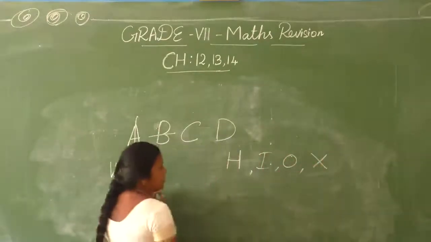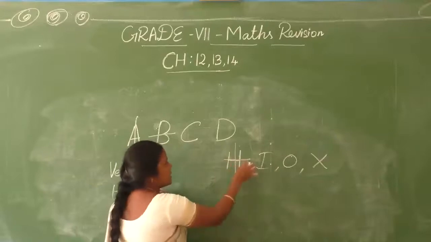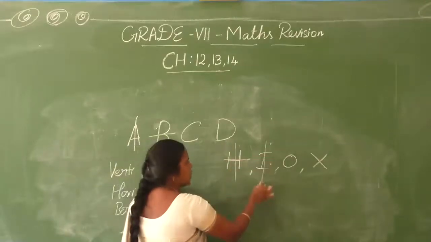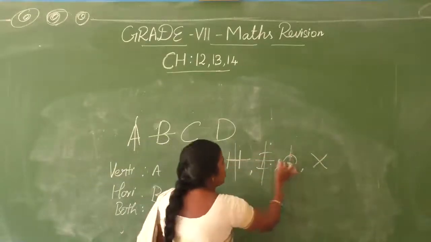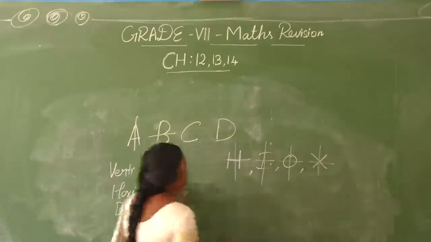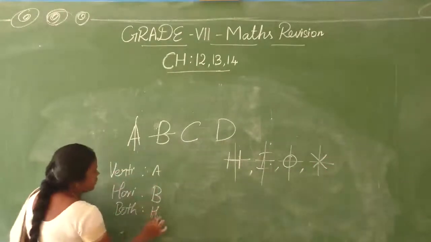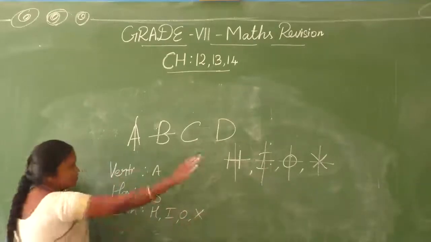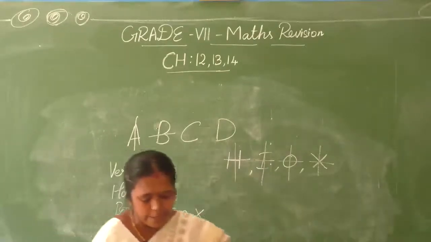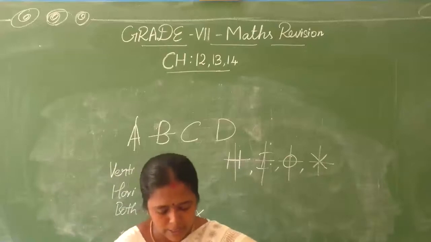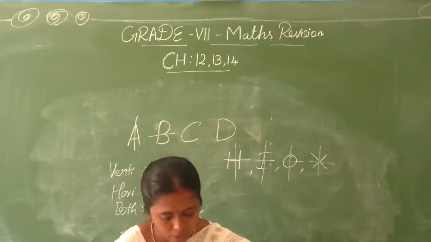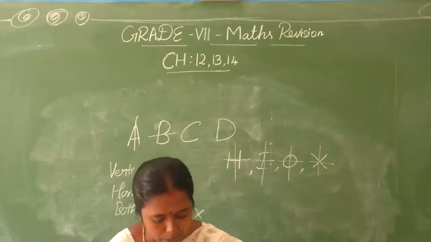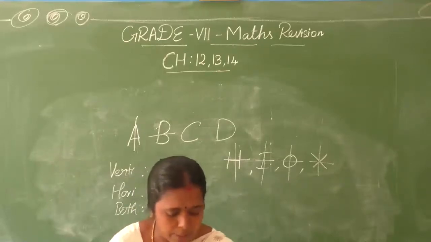This will come, H: horizontal, vertical. I also vertical, horizontal. O. Okay, so both category. What letters will come? H, I, O, X. Like this you have to pick up. Understood? The remaining is angle of rotation, rotational symmetry. Just go through. Based on that, angle of rotation and order of rotation are there. Just the easiest part. Just revise yourself.